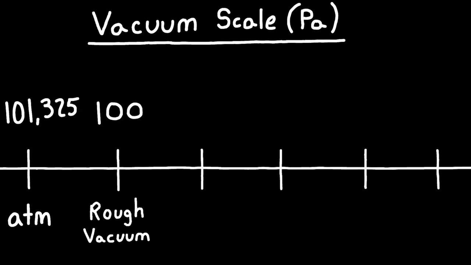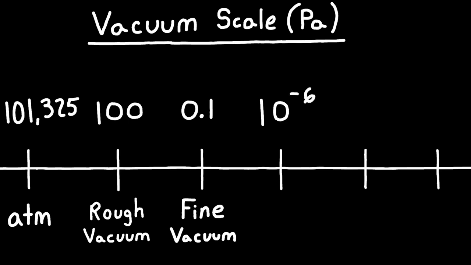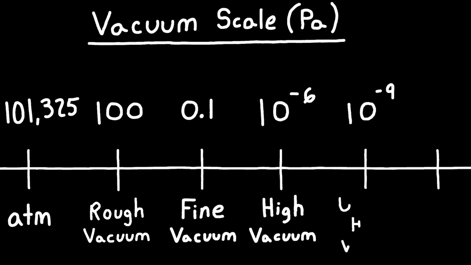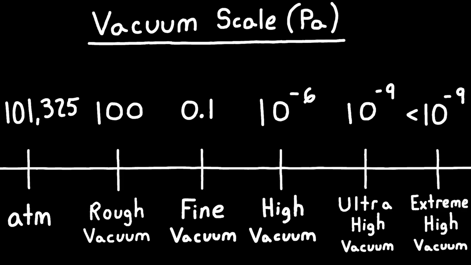Between 100 pascals and a tenth of a pascal is the medium or fine regime. Below that, from a tenth of a pascal to 10 to the minus 6 pascals, is the high vacuum regime, where the cyclotron chamber normally operates. Extending from 10 to the negative 6 to 10 to the negative 9 pascals is the ultra-high vacuum regime, and anything below that is considered extreme high vacuum. These regimes are not exactly hard and fast, and you'll often hear people referring to pressures that sort of border on one or the other fairly loosely as ultra-high vacuum or extreme high vacuum or high vacuum.